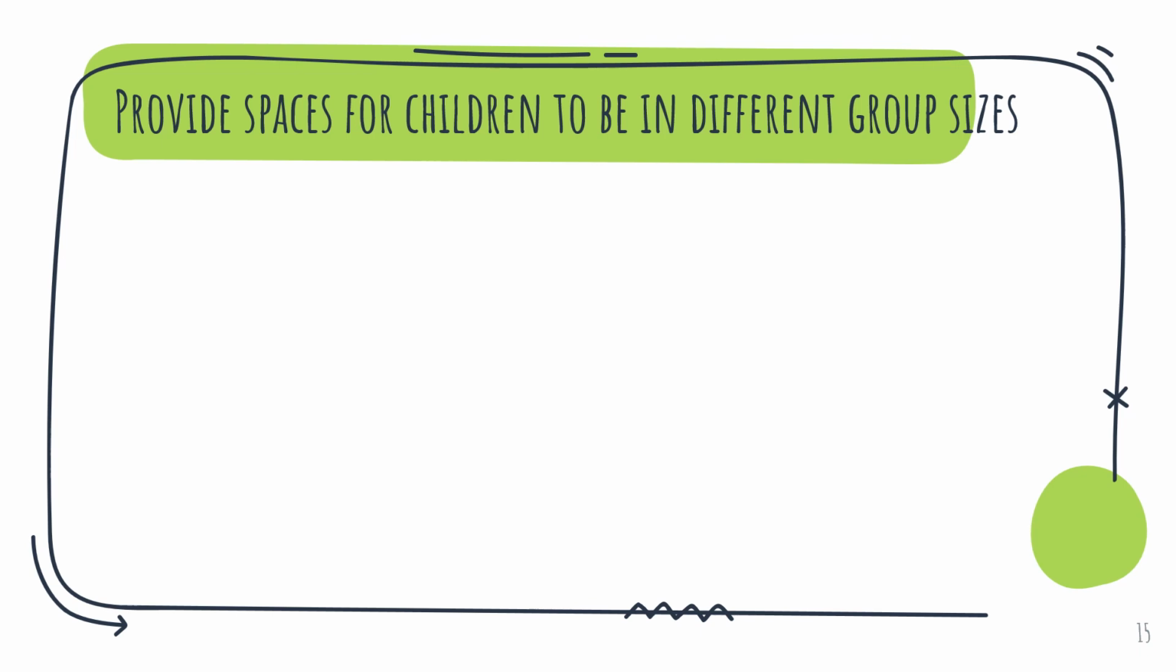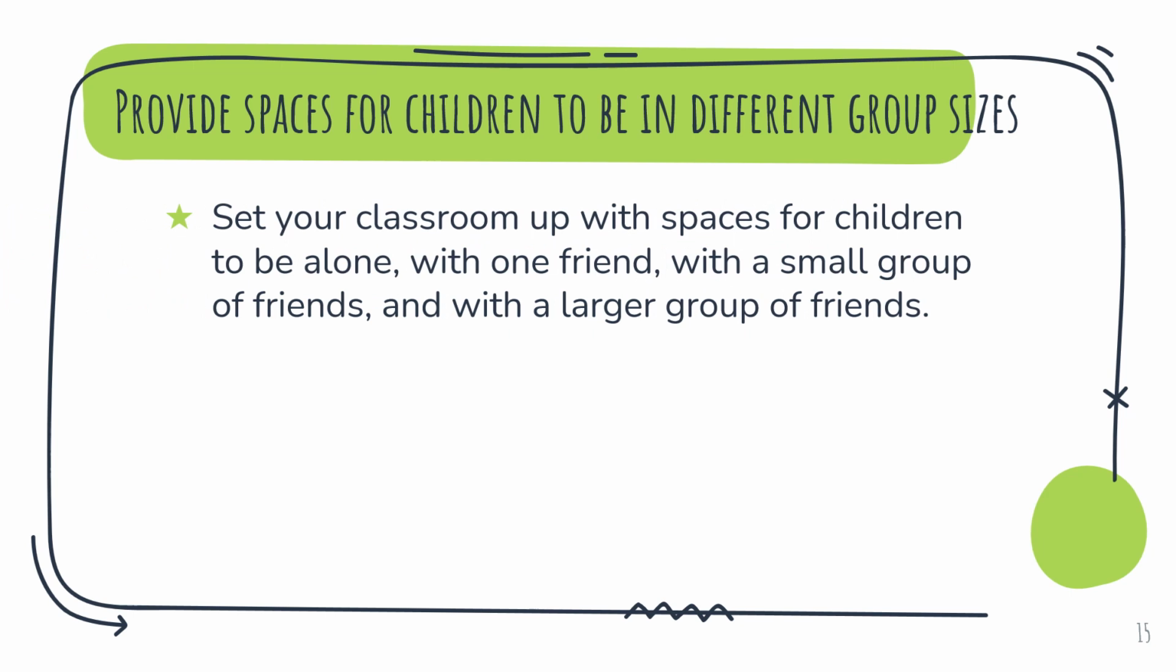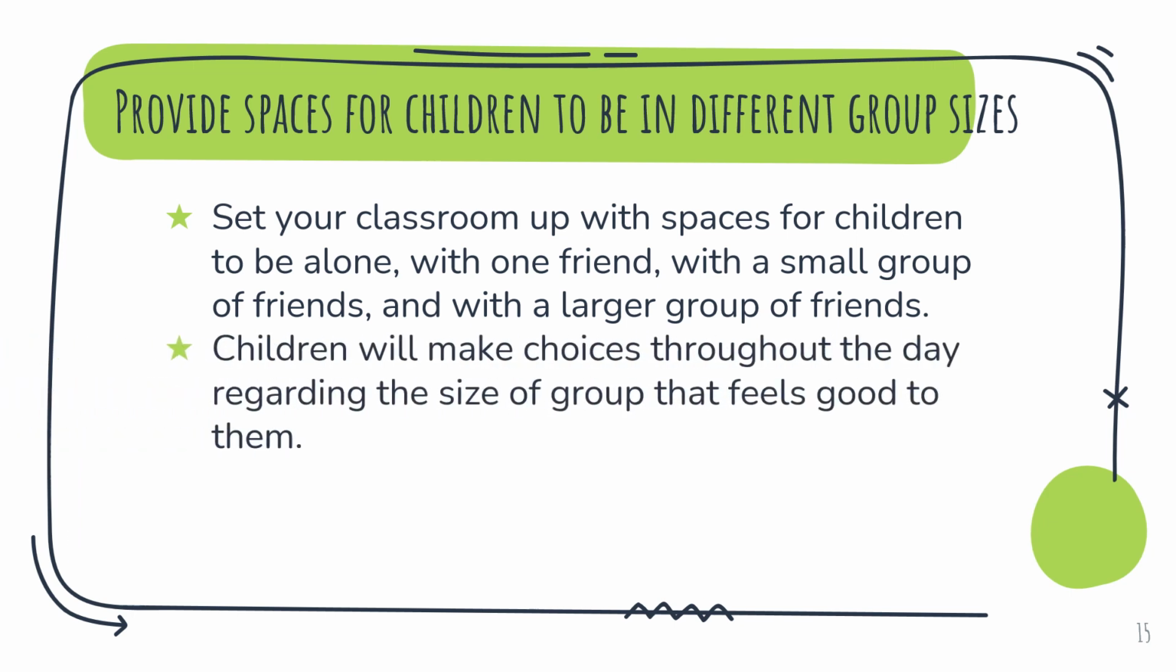Next tip is to provide spaces for children to be in different group sizes. Set up your classroom with spaces for children to be alone, maybe a table with a chair for one, to be with one friend, perhaps a table with 2 spots, a place for children to be with a small group, perhaps a block area, and with a larger group of friends. Maybe this will be outdoors when you're playing. Children will make choices throughout the day regarding the size of group that feels good to them. Just like with us, sometimes they want to be alone. Sometimes they want to be with a friend. Sometimes they might want to be with a small group of friends. So we want to make sure that those sizes can happen in your classroom.